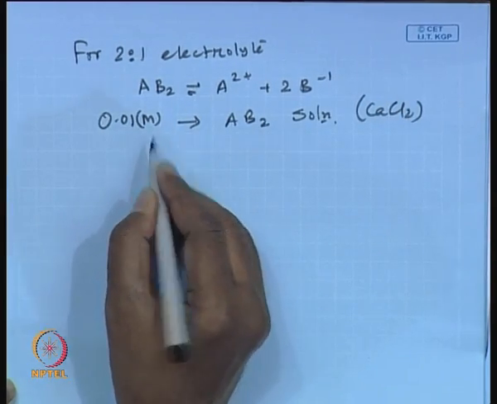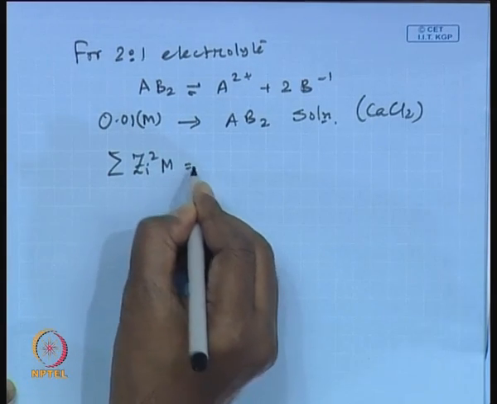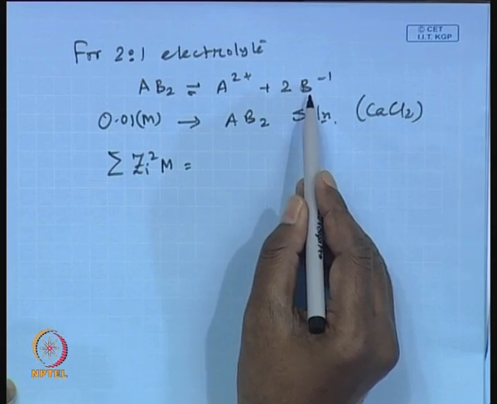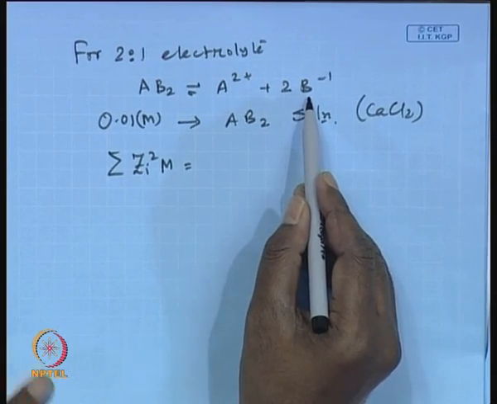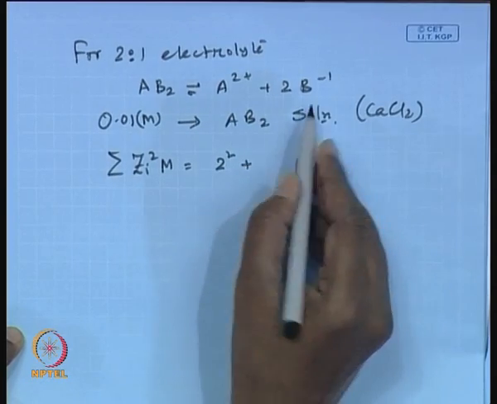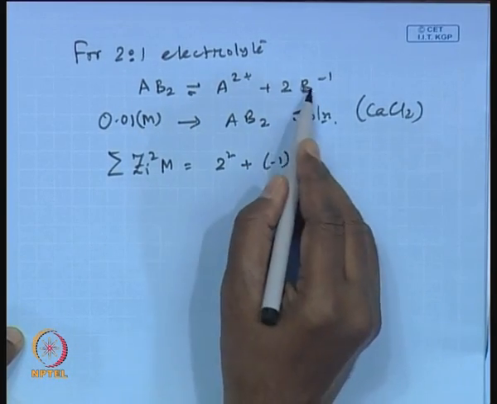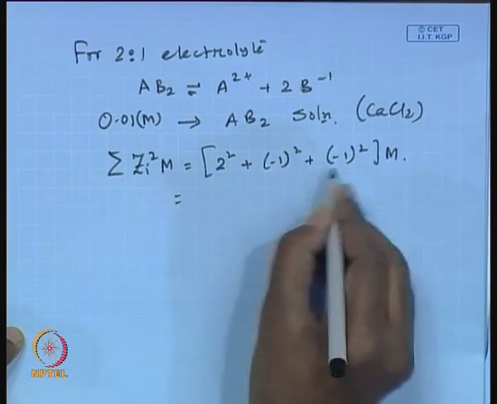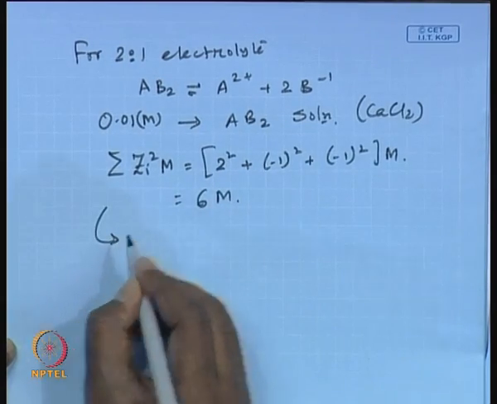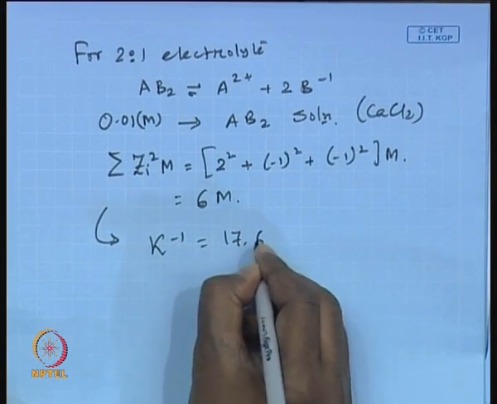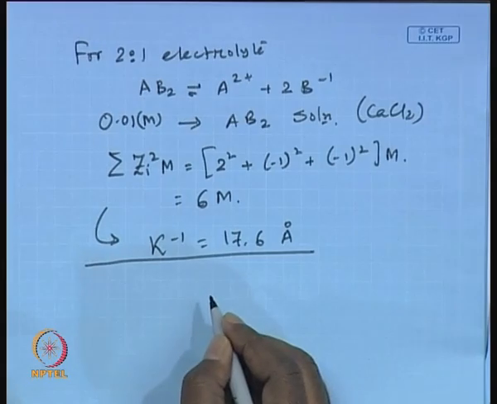Now, in this case, the summation Zi square m will have 3 terms, 3 parts. One will be for A, another for 1B, and another for the second B, as there are 2 B's. So, you will have 2 square, so Zi square is 2 square plus minus 1 square for 1B, and there are 2 B's, so minus 1 square times m. So, it becomes 1 plus 1 plus 4, so 6 m. Now, if you use the same molar concentration, let us say 0.01 molar CaCl2 solution, the Debye length becomes 17.6 angstrom. Okay. So, it is decreased. So, if you are talking about a 2:1 electrolyte, the double layer becomes more compact.